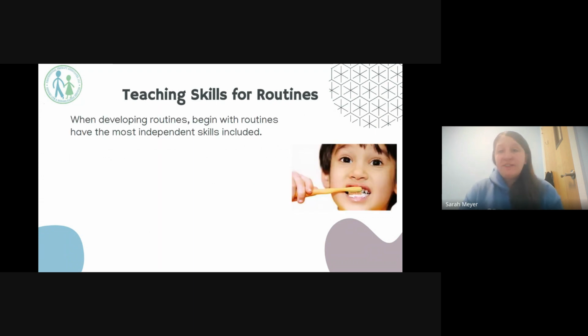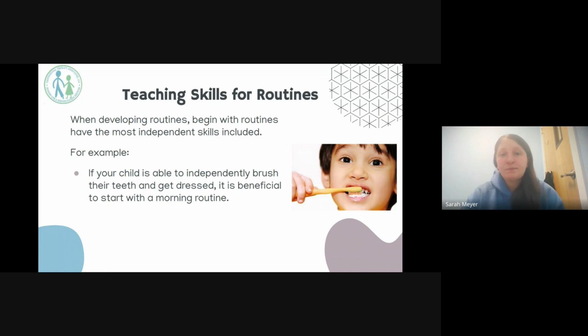So when we are developing routines, especially those routines that we want to remain consistent through holiday breaks, you're going to begin with those routines that have the most independent skills included. So for example, if your child is able to independently brush their teeth and get dressed, it's going to be beneficial to really ensure that your morning routine is set in stone. That's really going to be the first one because it's the area where your child is most independent.